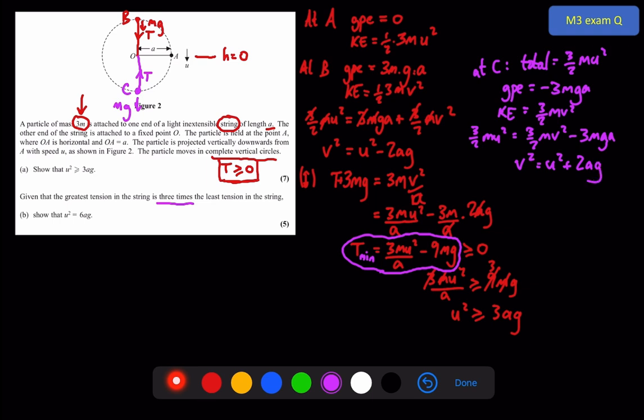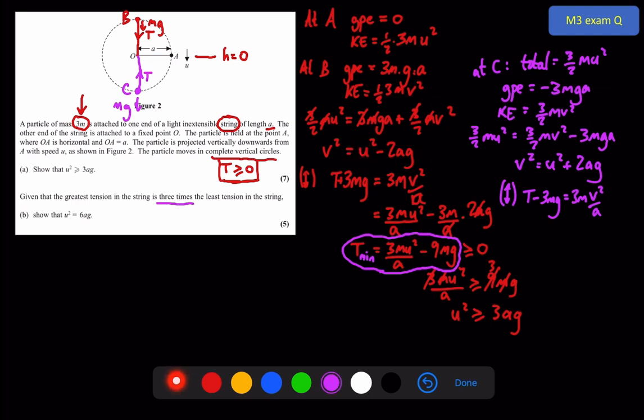But I need to continue. I need to do the same as we did here. We need to resolve again to find the tension. So resolving vertically, and this is also very similar but slightly different because our tension is acting in the opposite direction to the weight now. So our resultant force, T minus 3mg, is equal to 3m times v squared over a. And v squared is this expression instead of this expression.